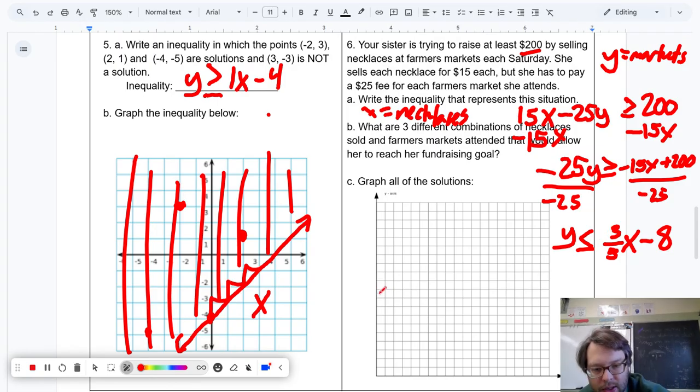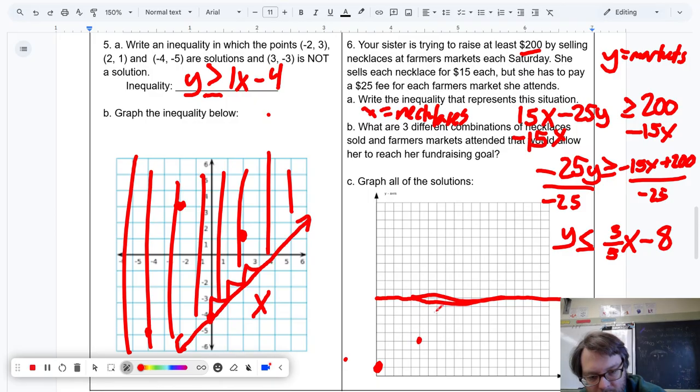So I'm going to draw a new x-axis on there because I have a negative y-intercept. So let's see, 1, 2, 3, 4, 5, 6, 7, 8. There's -8. Then from that point, I go up 1, 2, 3 over 1, 2, 3, 4, 5. 1, 2, 3 up, 1, 2, 3, 4, 5 over. Solid line, shade below it because it says less than or equal to.